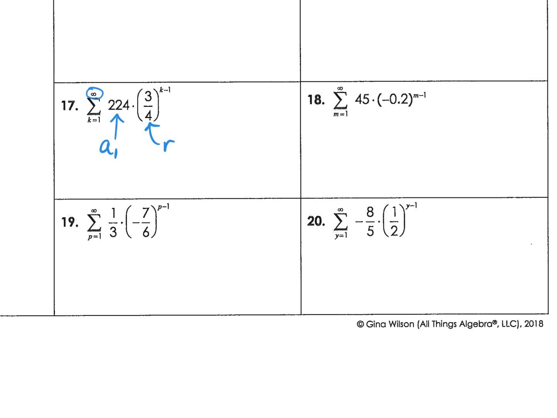Okay. So is this thing convergent or divergent? Convergent. And what was the sum? Yeah. Yep. 896.